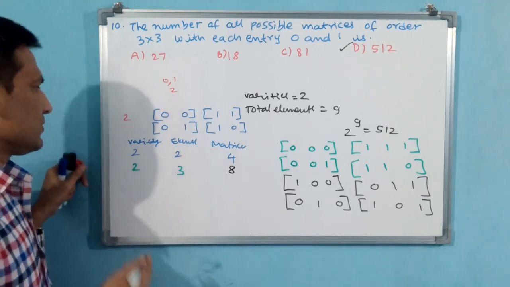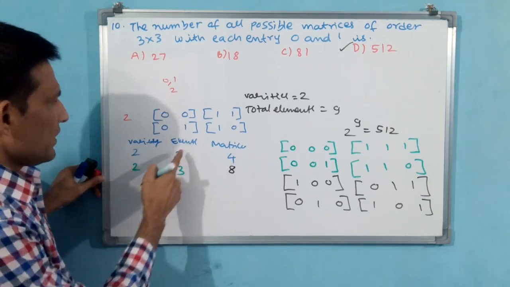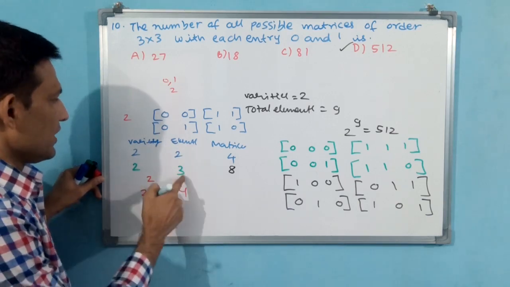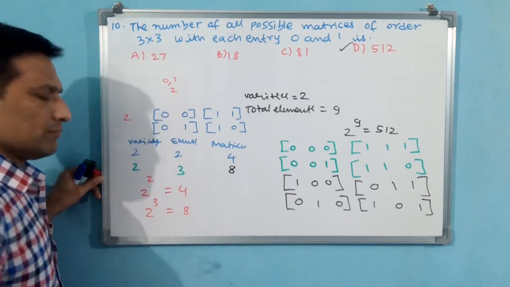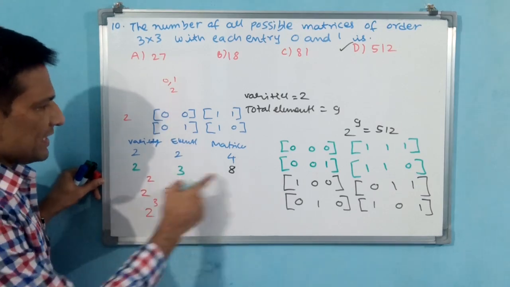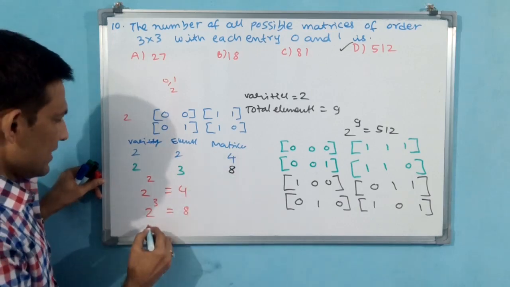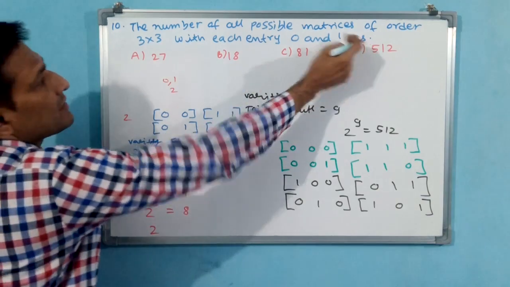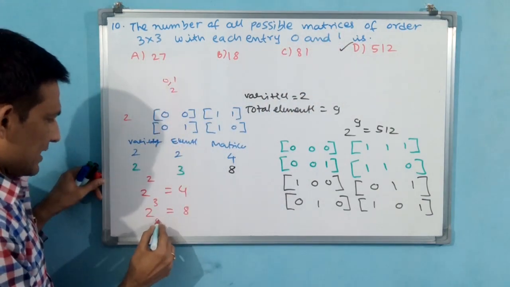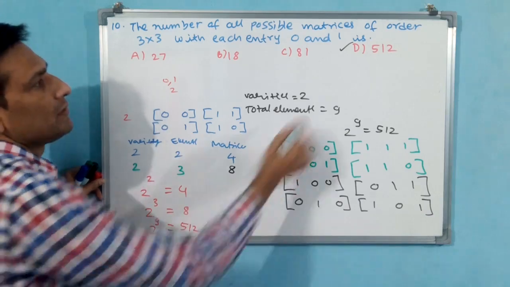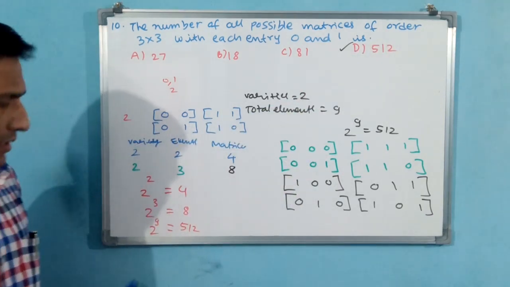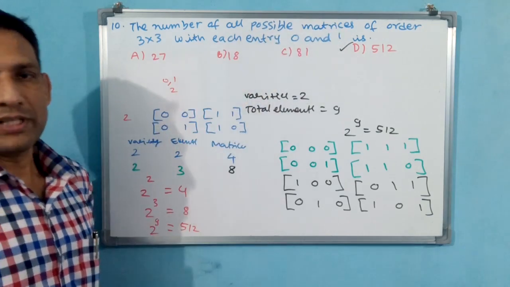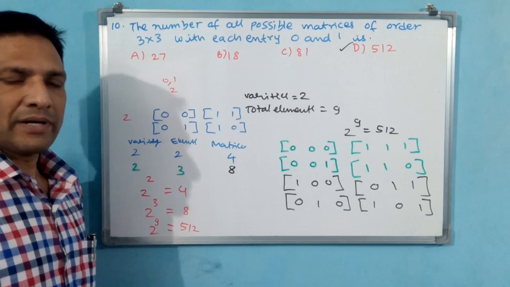Now you need not go further with these two cases. You can find the formula. You see, variety is 2, elements are 2, then 4 has come. Variety is 2, elements are 3, then 8 has come. 2 power 3 is 8, 2 power 2 is 4. Then variety is 2, elements are 9, you see 3 into 3, 9. 2 power 9 is equal to 512. If you know it conceptually like this, then even if they twist this question in your examination, you are going to answer properly and correctly.